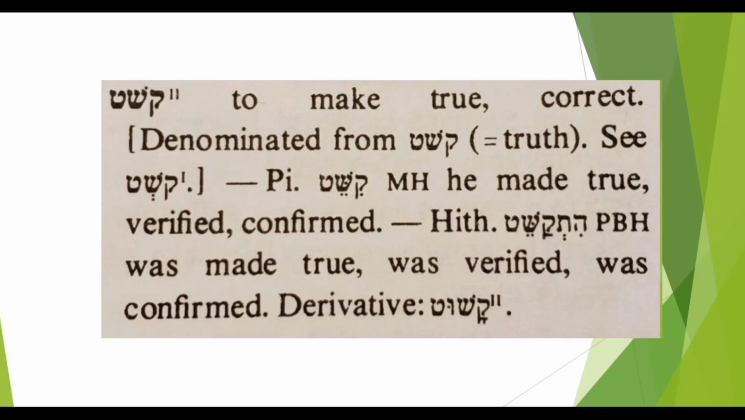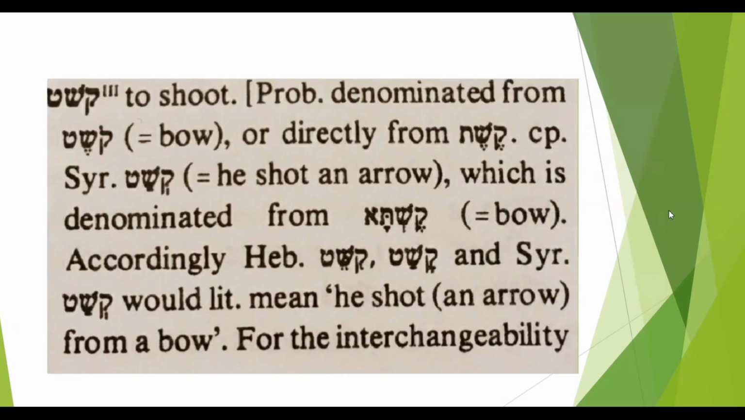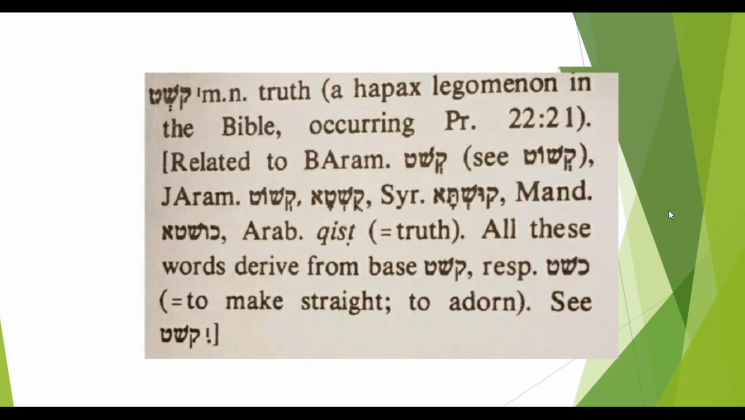And we have a derivative spelling. The same spelling, Kuf, Shin, Tet, is defined as to shoot, a bow. He shot an arrow. It could literally mean he shot an arrow from a bow. The same spelling is defined as truth. It's used in Proverbs 22, verse 21. To make straight, to adorn.